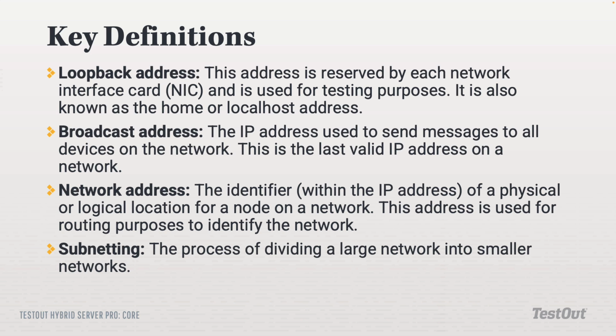In the case of 192.168.0.0, that would be the network address. 0.255 would be your broadcast address, as long as we're using a standardized subnet. And again, once we actually get into seeing some of these numbers, hopefully some of this will click. And then finally, subnetting is just the process of taking a very large network and separating it into smaller sections.